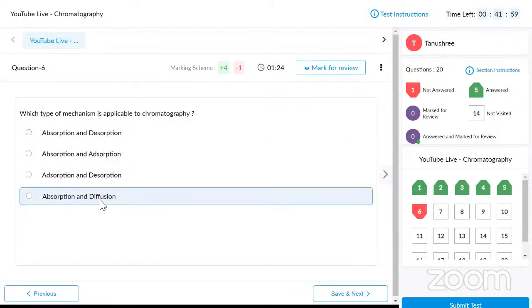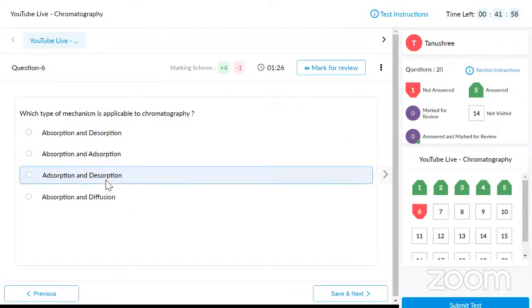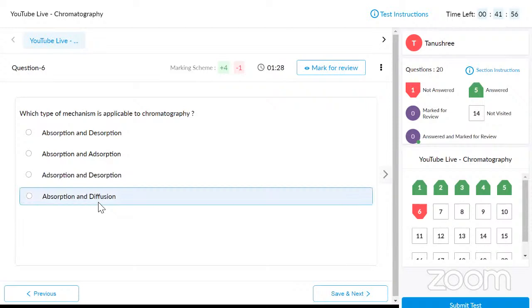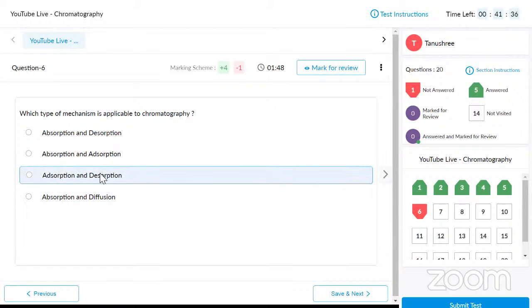Now I have the remaining two options, adsorption and desorption, and absorption and diffusion. Since absorption is not happening, this option is not applicable, because the absorption phenomenon does not occur in chromatography at all. So you will eliminate option D. Diffusion may sometimes occur, but it is not always the case. So absorption and diffusion is not your answer. So the only possible answer is adsorption and desorption.